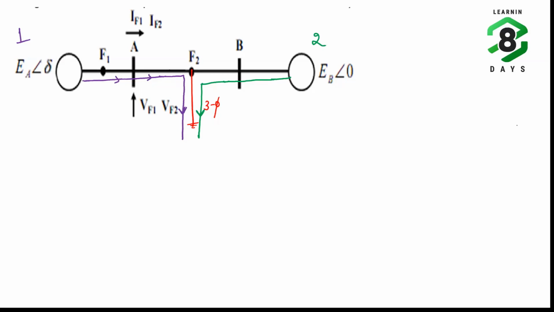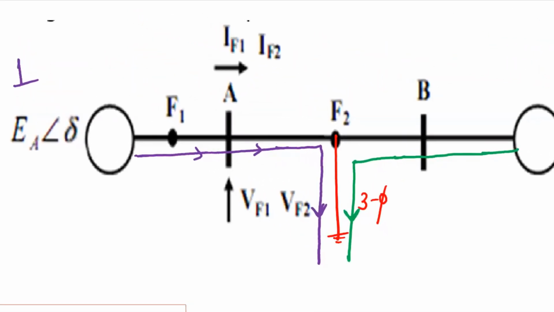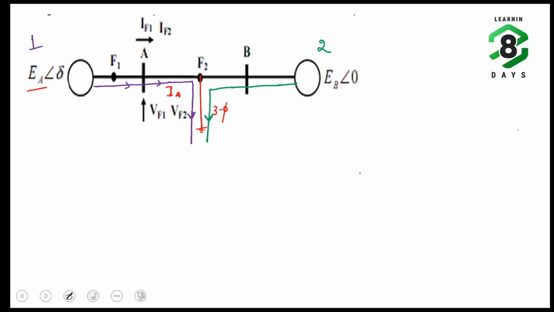Suppose let us call this current IA, and this voltage is EA. If I draw the phasor diagram, what am I going to get? Suppose this is the zero axis, EA at an angle delta will be like this. Now how will your IA current be? IA current will be 90 degrees lagging with respect to EA.